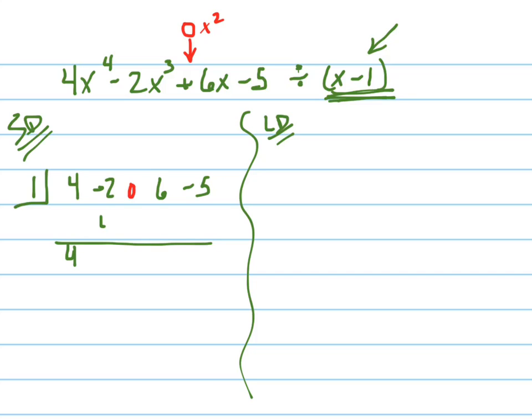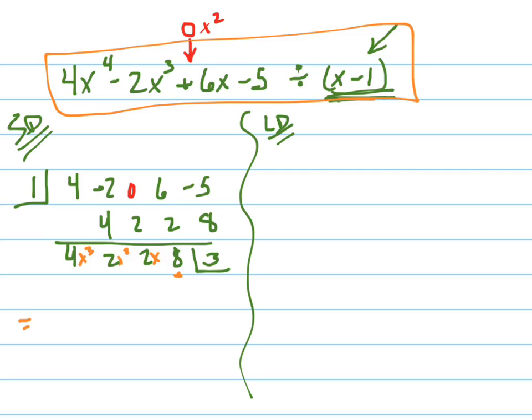So let's do synthetic. You ready? 4 goes down. 1 times 4 is 4. 2 times 1, 2, 2, 8, 8, 3. Oh, I actually did that right. There's your answer. So your answer is, let's put your variables back in. That's the constant, that's x squared, and that's x cubed. So this answer right here is going to be 4x cubed plus 2x squared plus 2x plus 8 plus 3 over x minus 1, because the remainder was 3.